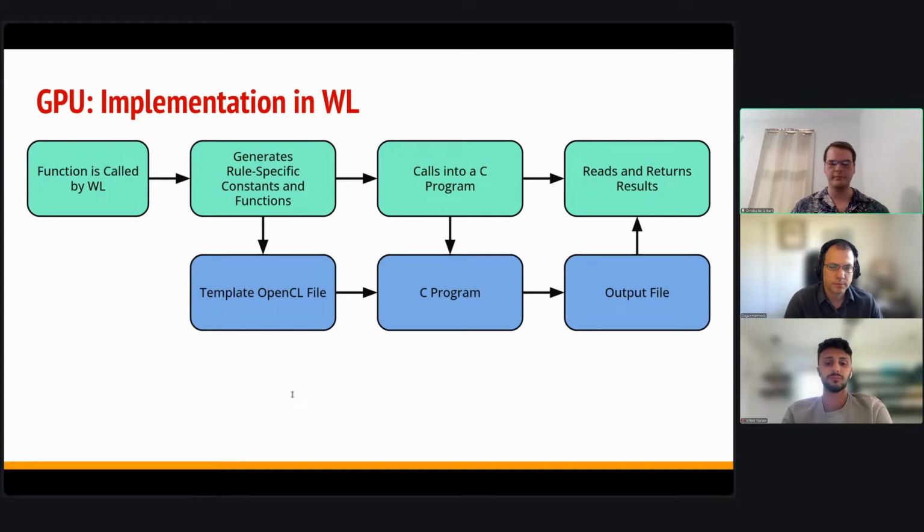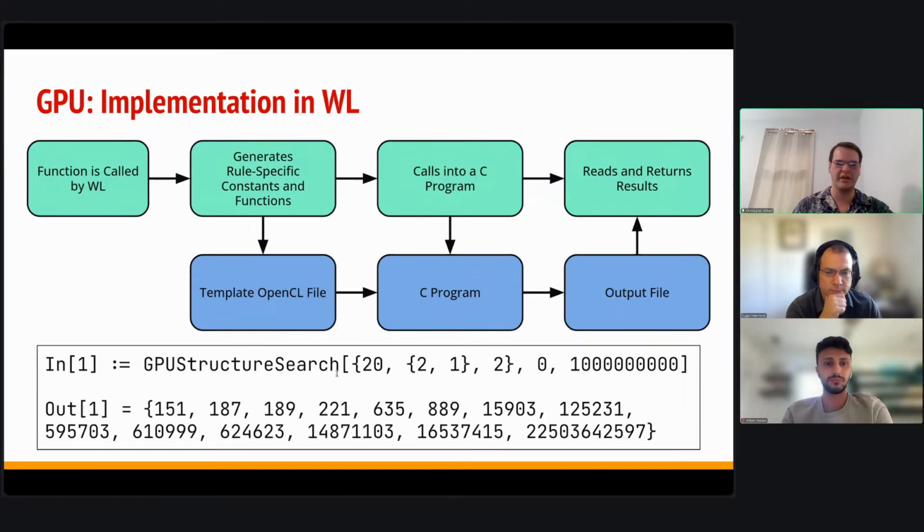So even with all the complexity behind the hood, the usage is pretty simple. You just give it a rule, a lower bound, and an upper bound, and it gives you all the unique structures that it encountered within that range. So this makes it possible to do pretty gargantuan searches across a very large number of rules.